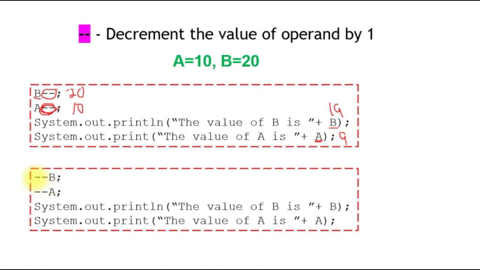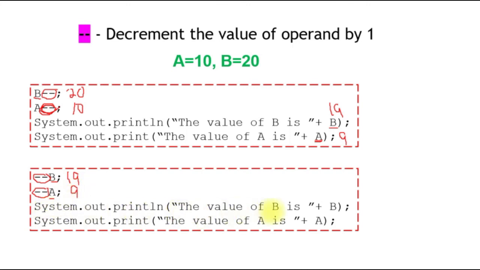Next statement, minus B. So, dito, ano yung value ng B? Assume natin A is equal to 10, B is equal to 20. So, minus B. So, dito, ano yung value ng B dito sa statement na to? So, meaning, magma-minus na agad ng 1 yung value ng B, saka niya ilalagay sa variable B. So, 20 minus 1 is 19. So, sa statement nito, ang value ng B ay 19. Next, minus A. So, nag-minus na siya bago pa nilagay sa variable A. So, 10 minus 1 is equal to 9.